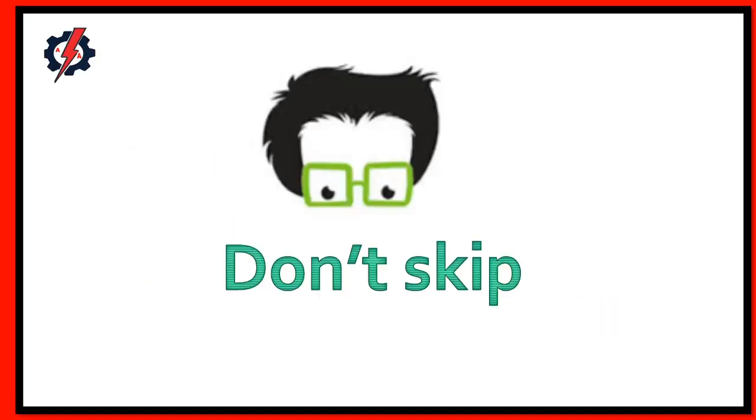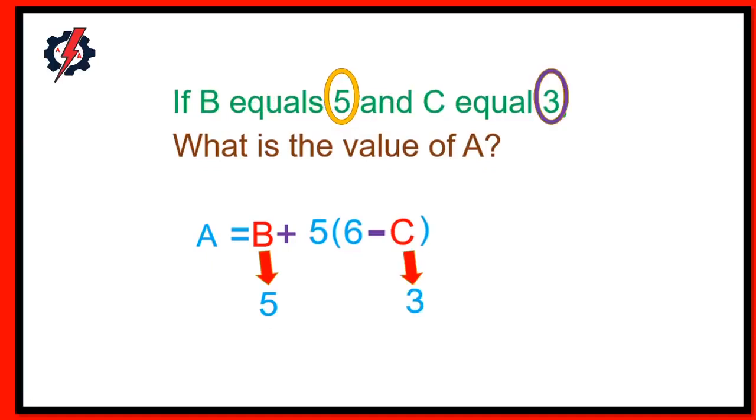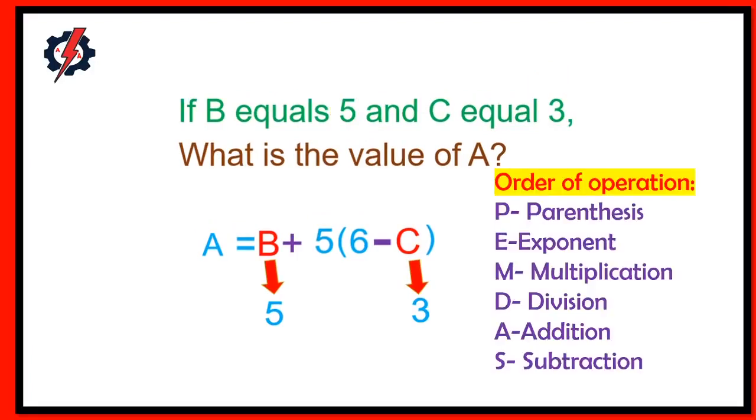Don't skip the video. I have very helpful tips at the end of this video in order for you to pass the test. In this equation, we're going to take the 5 and replace the B, and then take the 3 and replace the C. And the question is, what is the value of A? In this expression, we have the order of operations. P for parenthesis, E for exponent, M for multiplication, D for division, A for addition, S for subtraction.